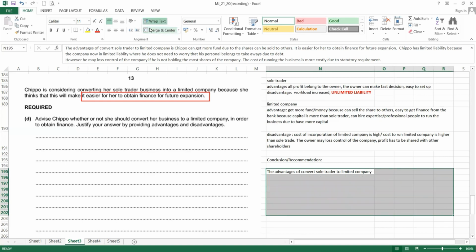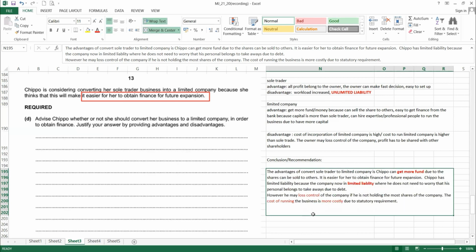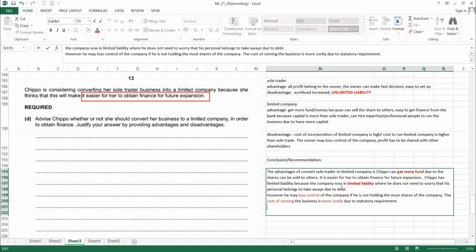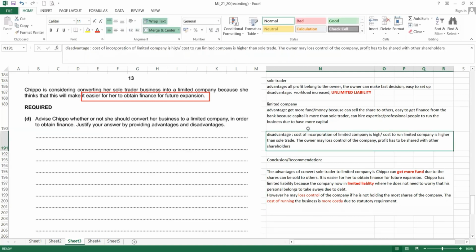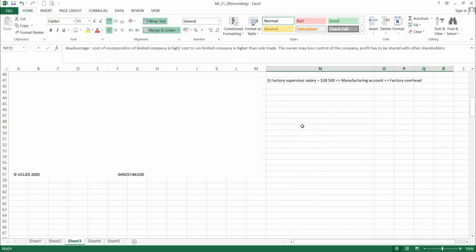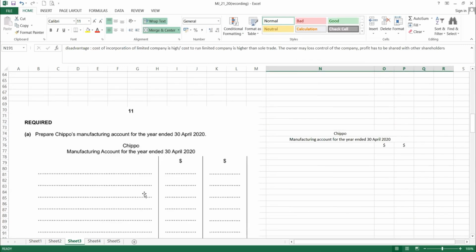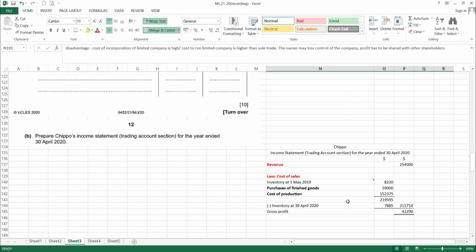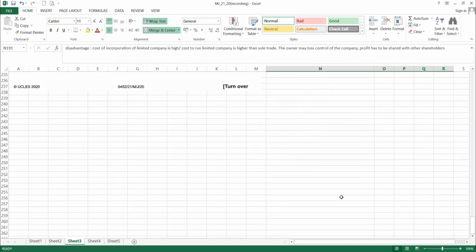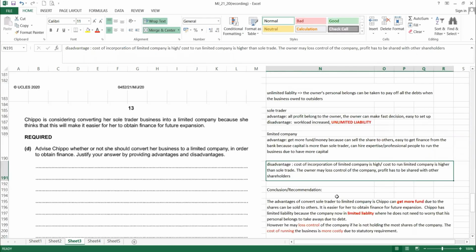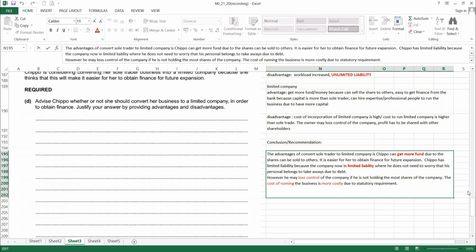Conclusion. So what is the conclusion that we want to make? For me, personally, I will agree that he should convert into the limited company because seldom for the manufacturing business do they do the small business, because manufacturing needs quite a high cost to start up the business. So it is more advisable to convert into the limited company so that he can have more money to run the business.